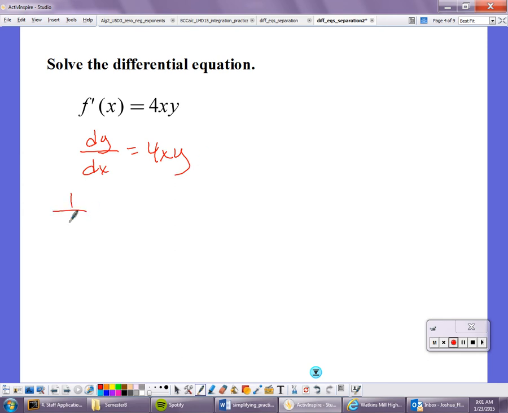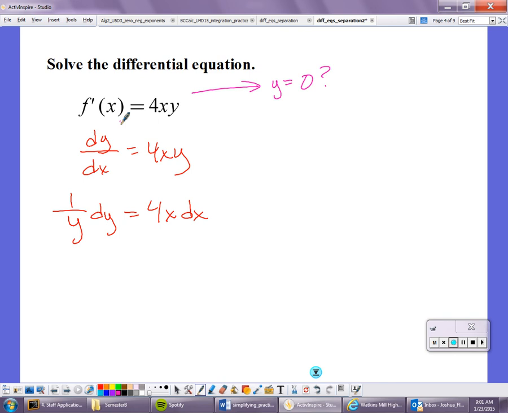And what do we end up with? We get 1 over y dy equals 4x dx. Now, one thing you might have noticed is that what did I do? Well, I obviously multiplied both sides by dx, and I divided both sides by y. But I can only divide both sides by y on the assumption that y doesn't equal 0. But could y equal 0? What am I asking here? I'm saying, could y equals 0 be a solution to this differential equation?